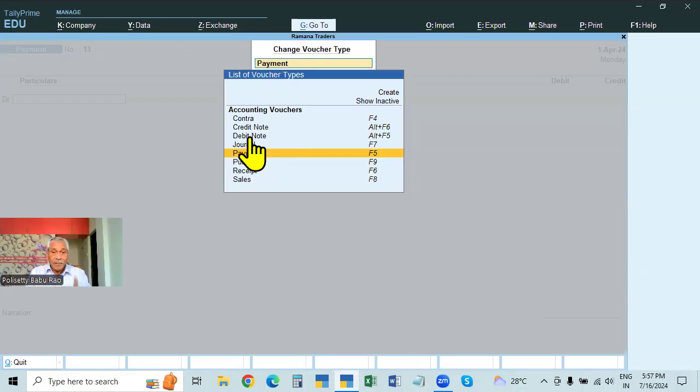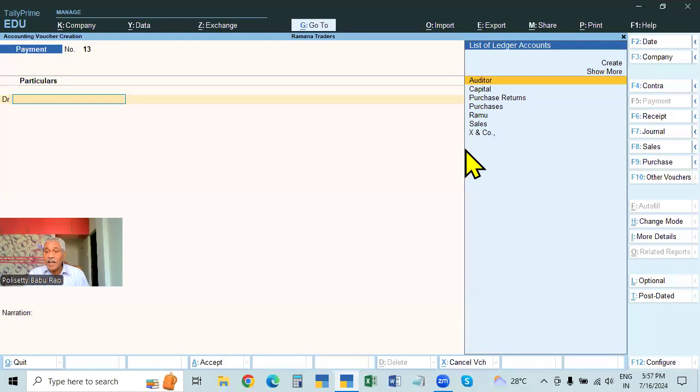I told you already. Debit note means purchase returns, Alt F5. Credit note means sales returns, Alt F6. These are called primary vouchers: sales, purchases, and then sales returns, purchase returns. They are called invoice vouchers. These are called pure accounting vouchers. They are also accounting vouchers, but these are only primary accounting vouchers, and these are all invoice vouchers.